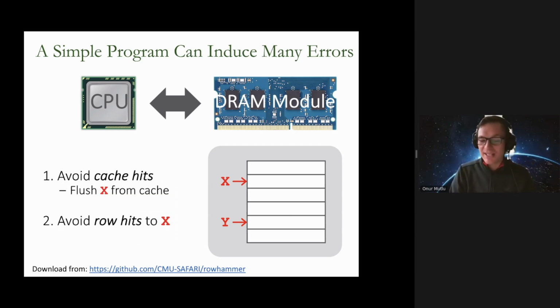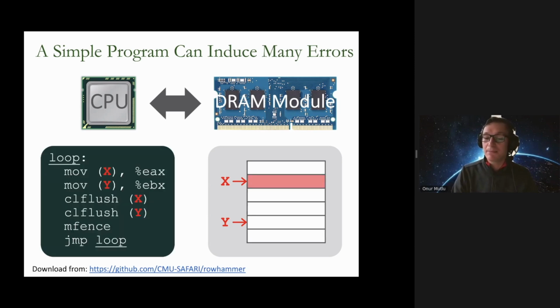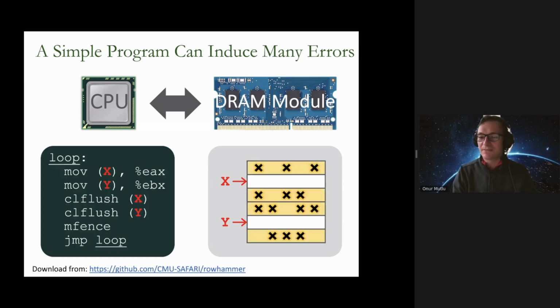It avoids row hits so that it could basically ping pong or interleave activates to rows X and Y like this. And it basically keeps activating rows X and Y. And if the chip is vulnerable, you'll get bit flips in the banks. And based on this program, clearly you can cause a lot of issues.